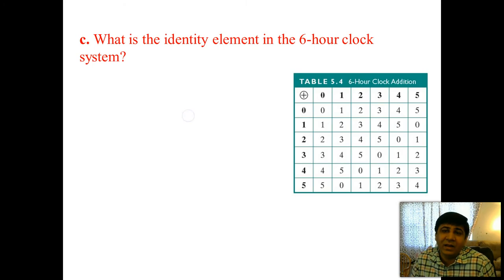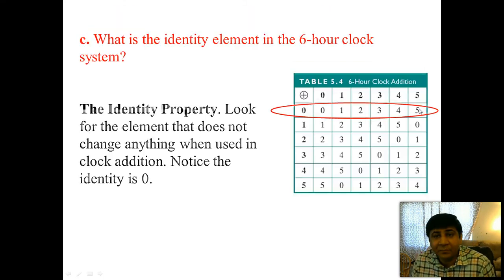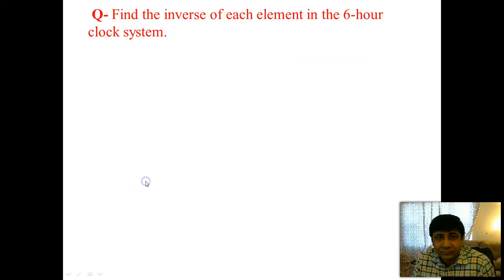As a last example, let's look at the identity. What is the identity element in the 6-hour clock? The identity element is the one which does not change anything, and that has to be 0. If we add 0 to 1, it is 1. If you add 0 to 2, it's 2. 0 to 3 is 3. 0 to 4, it's 4. 0 to 5, it's 5. It does not change anything. So the identity is 0 here.